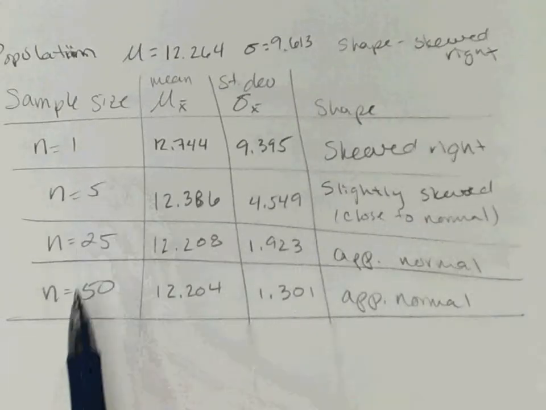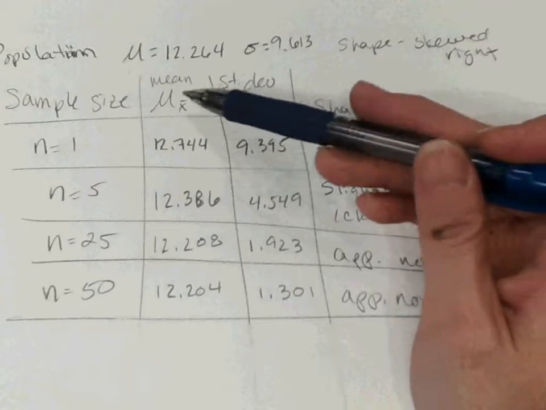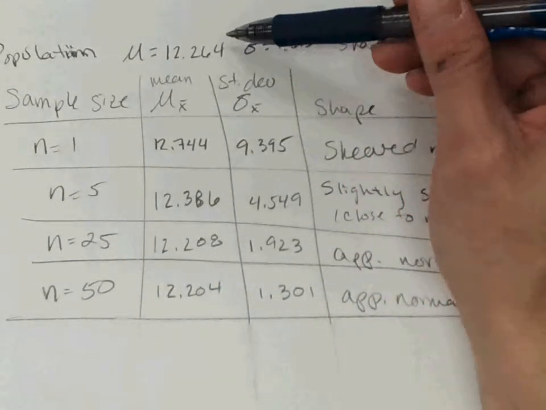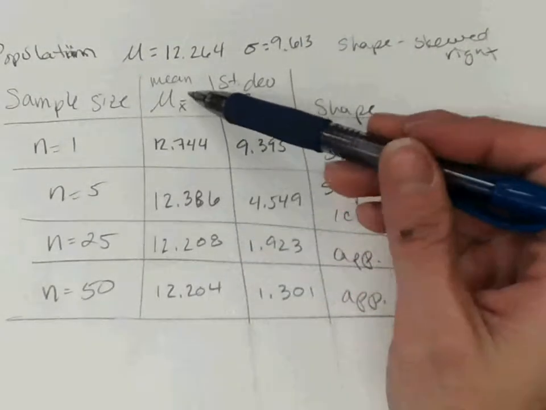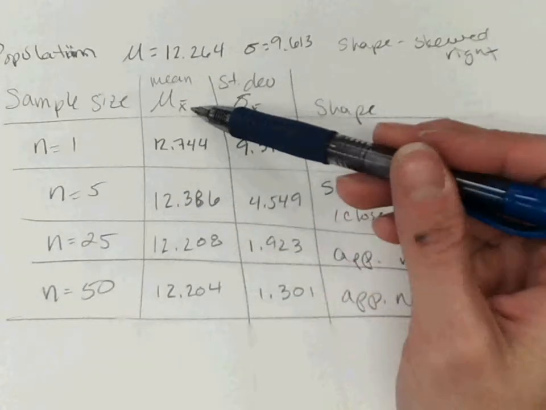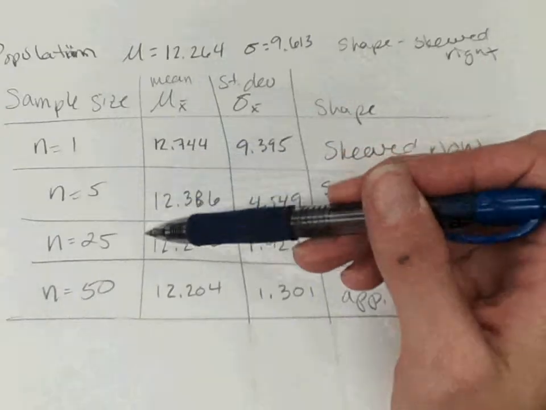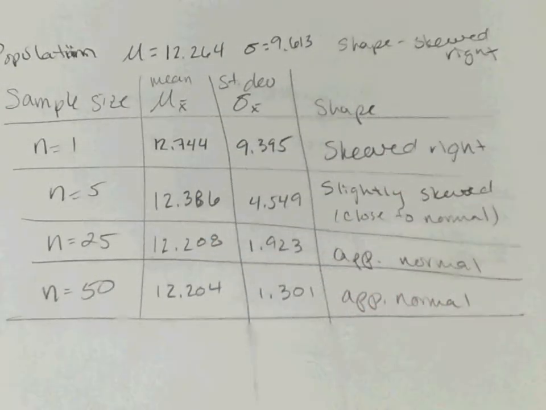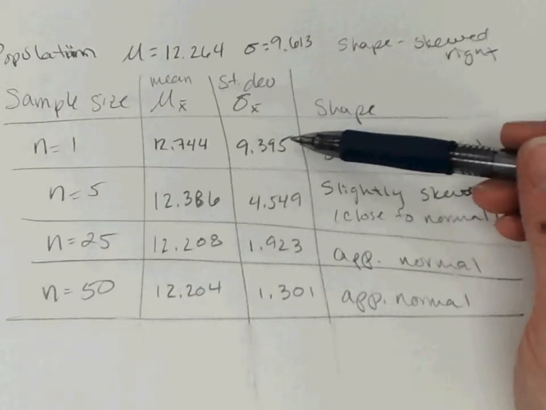For each of these different sample sizes, notice what is going on with our means. The mean does not seem to change much. The mean of my population is 12.264. And all of my sample means, right, the center of that sampling distribution, they're all right around 12.2. Some of them are a little bit farther away, but most of them are pretty darn close to what we wanted there. Our standard deviation, however, definitely changes.